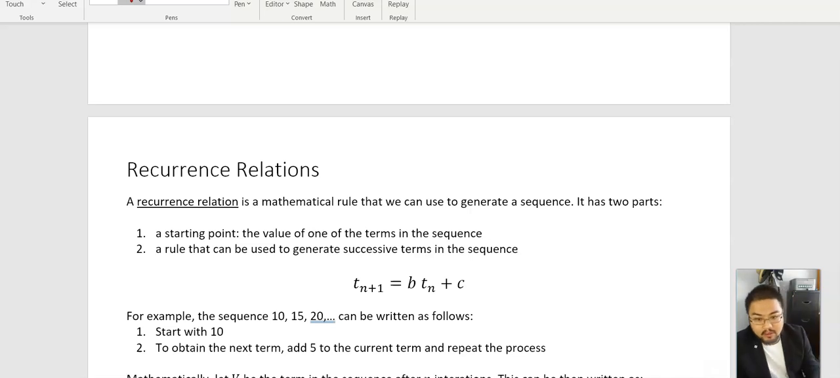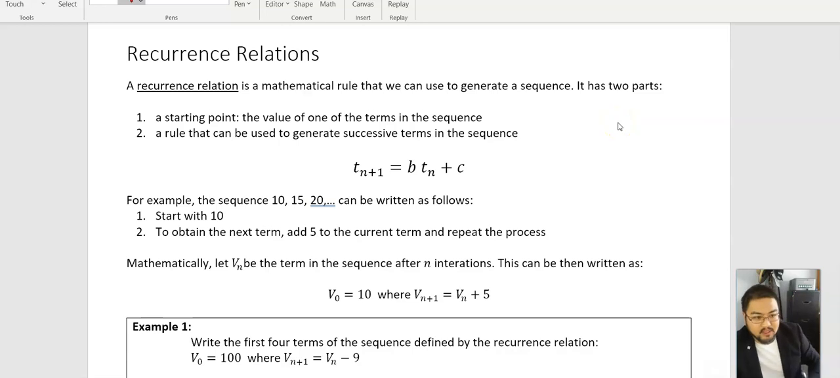Alright, so carrying on with recurrence relations. A recurrence relation is a mathematical rule that we can use to generate a sequence. It has two parts, a starting point and a rule. Once again, the rule should be shown here, which is t0 is equal to a. For example, the sequence 10, 15, 20 can be written as follows. You start with 10 and you obtain the next term by adding 5 to the current term and repeating the process. So this is the rule that you could use.